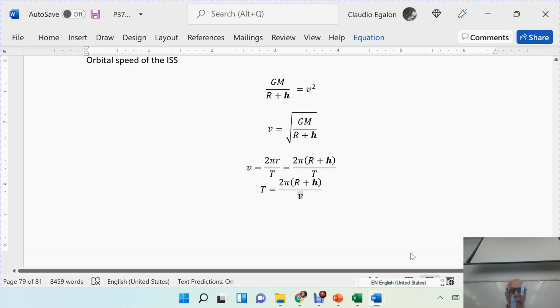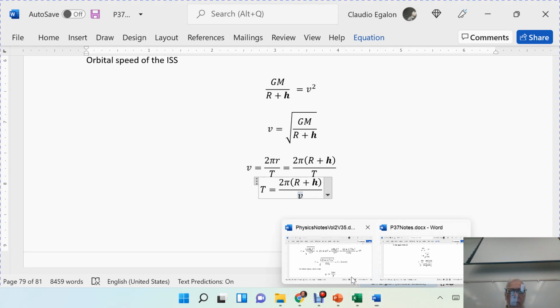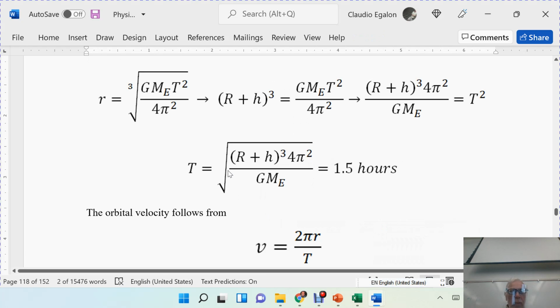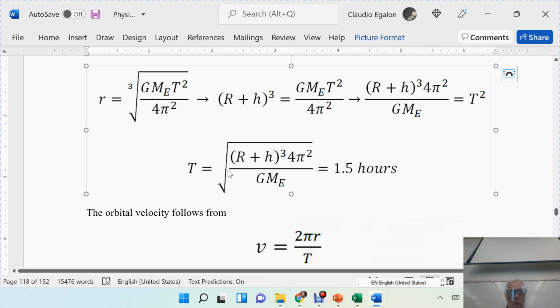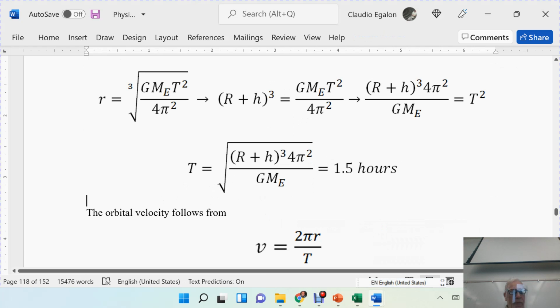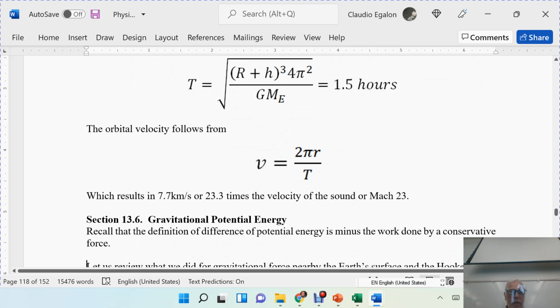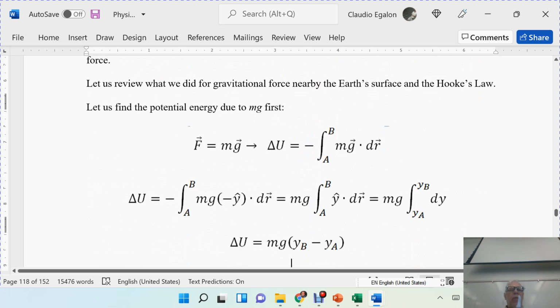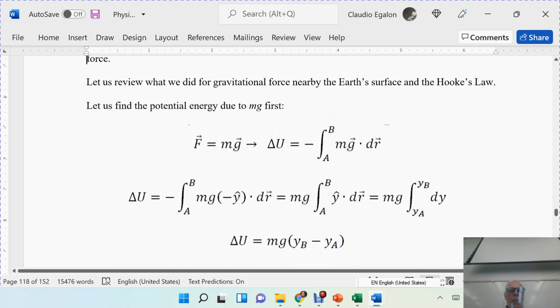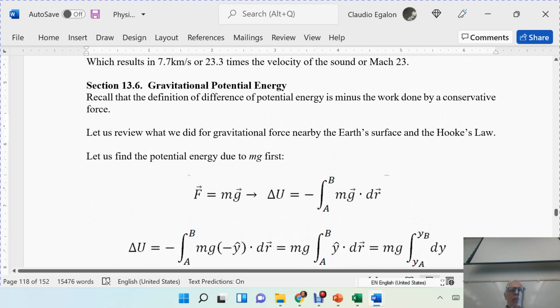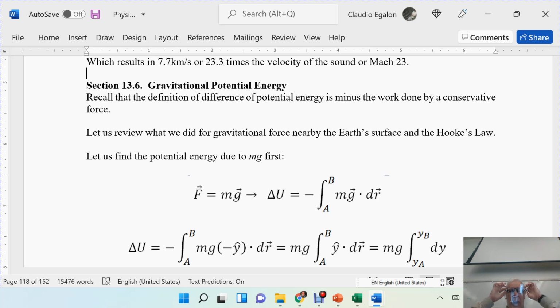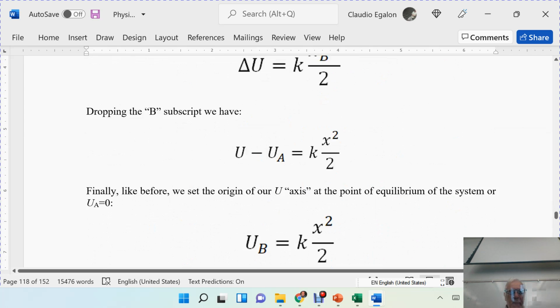One more. Let's see. I think I'm going to skip now to potential energy. Otherwise, we don't have time to finish everything, 6:20 for this chapter. Yeah, here you go. We're going to start potential energy now. Gravitational potential energy. Okay. And that should be the last thing here in this chapter.